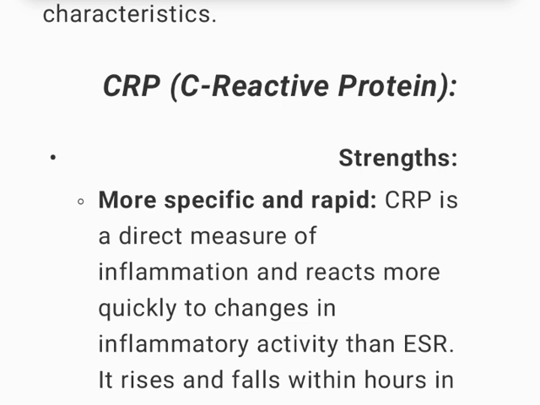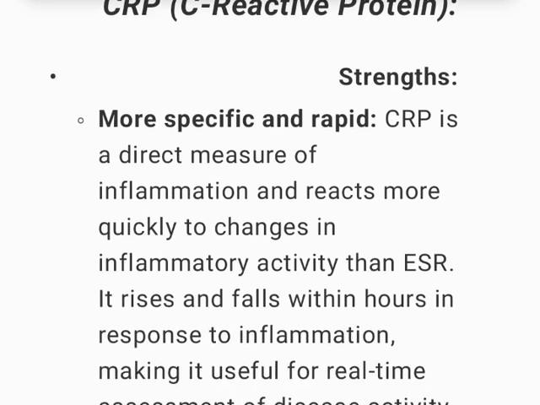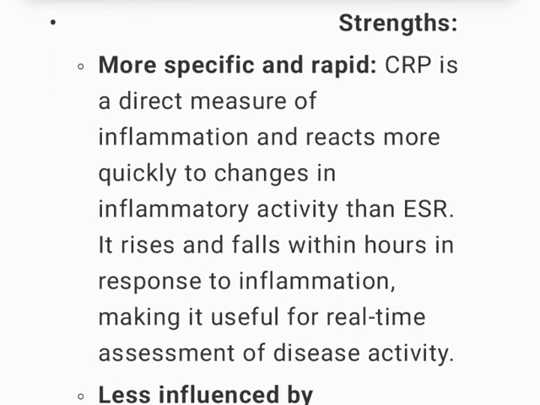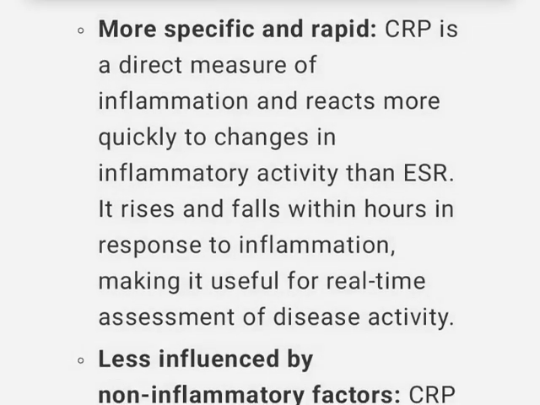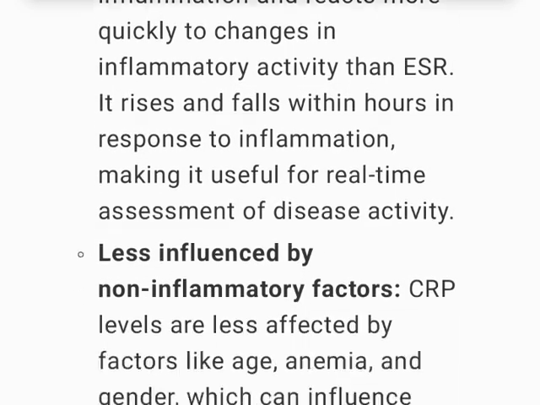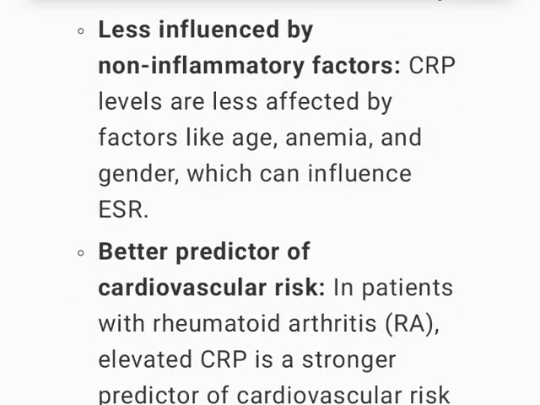More specific and rapid. CRP is a direct measure of inflammation and reacts more quickly to changes in inflammatory activity than ESR. It rises and falls within hours in response to inflammation, making it useful for real-time assessment of disease activity. Less influenced by non-inflammatory factors, CRP levels are less affected by factors like age, anemia, and gender, which can influence ESR. Better predictor of cardiovascular risk.